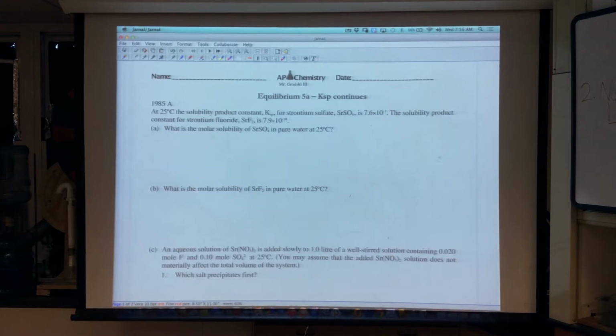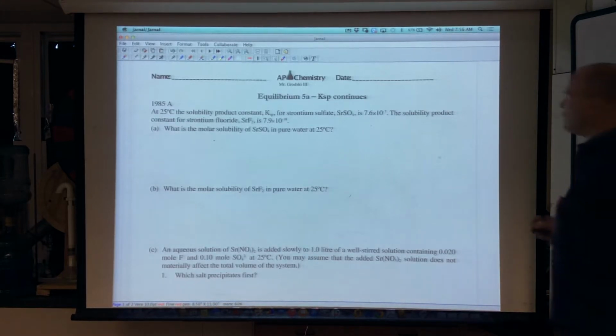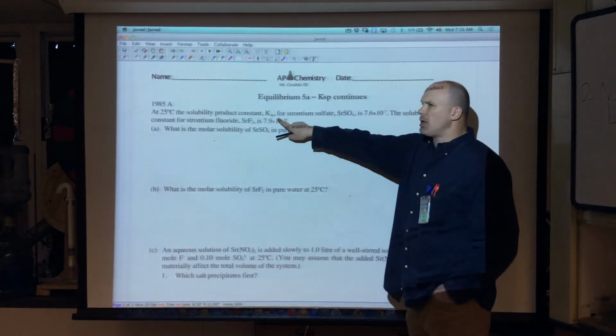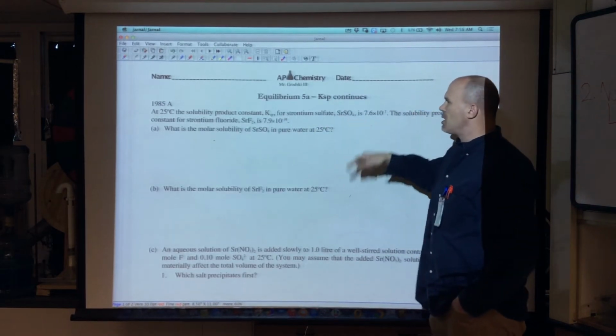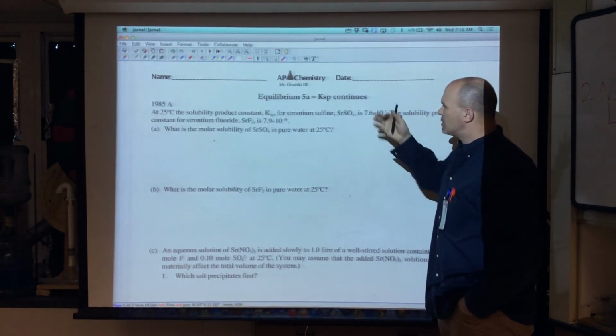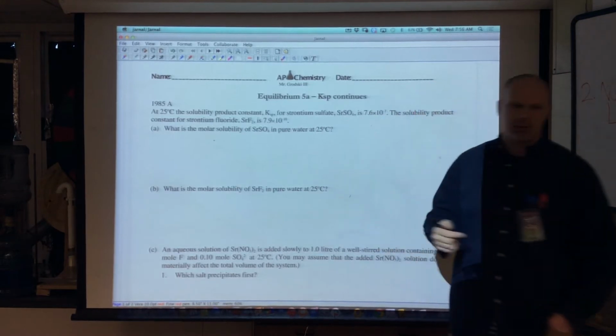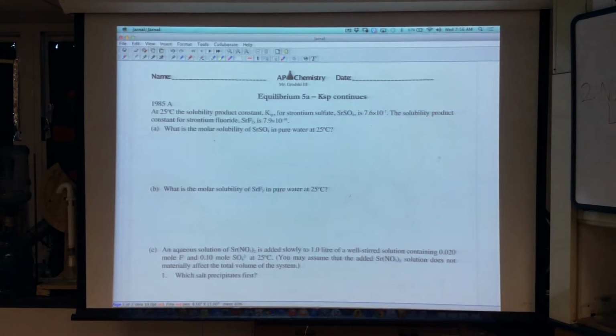Okay, so here's our next and final experience with KSPs, or solution equilibrium. So in any case, here's the question. What's the molar solubility of strontium sulfate in pure water? Now, as I've told you, KSPs are nothing more than equilibrium constants for a solid breaking apart into its ions. So sometimes it's helpful to see that.